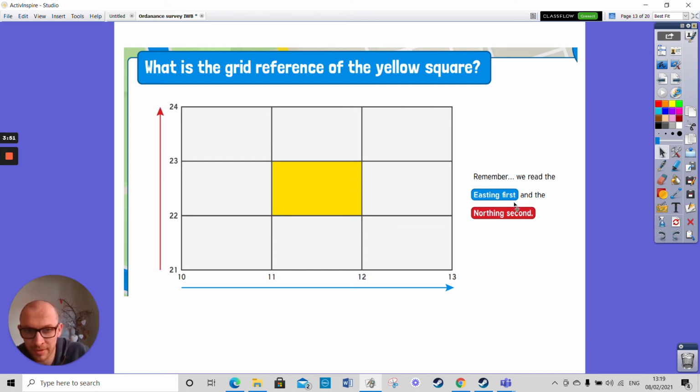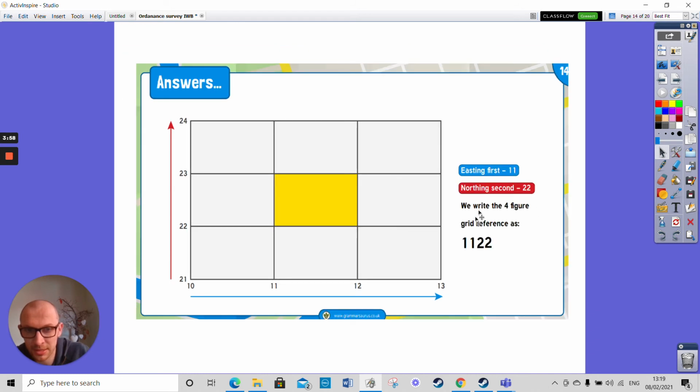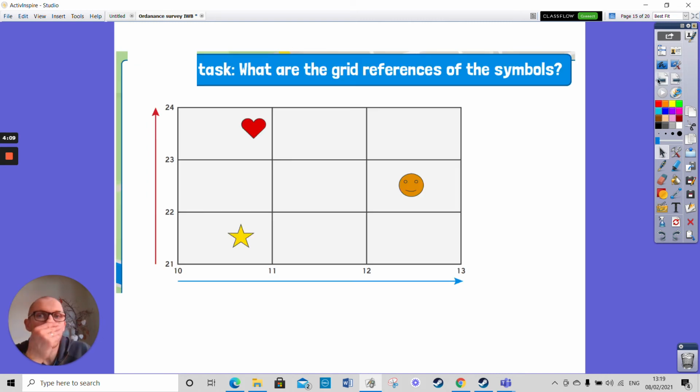So what is the grid reference here? Think about what it is for the eastings and the northings. The answer is 1122, because you've got 11 here, as it's always the one to the right of the number, and 22 because it's the one above. So it's 1122. Now I want you to see what the grid references of these symbols are. Pause the video and have a go at finding which square these grid references are for the love heart, the star, and the smiley face. You can do this on a whiteboard. Do that now.